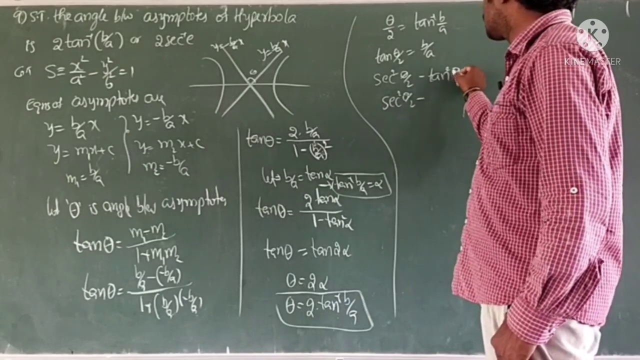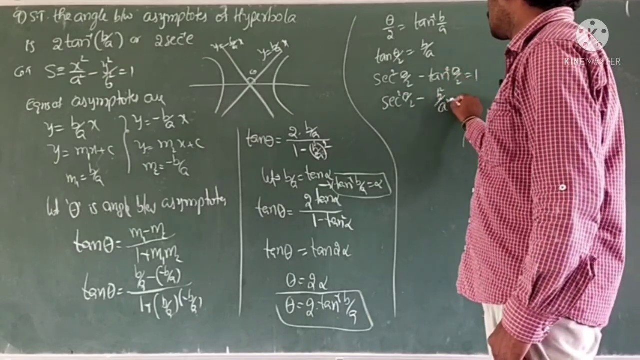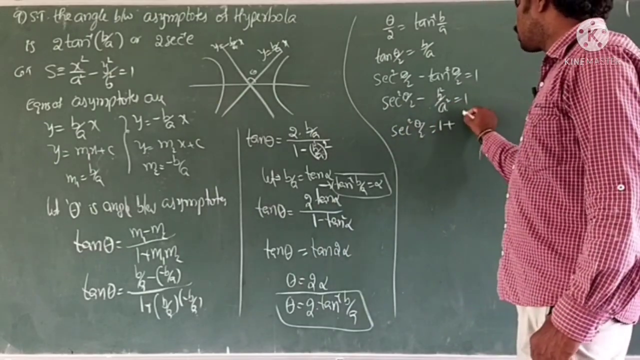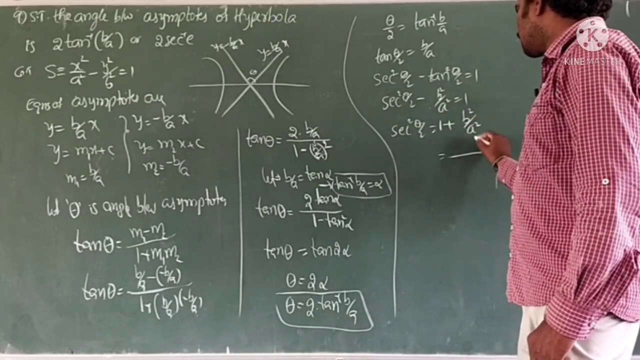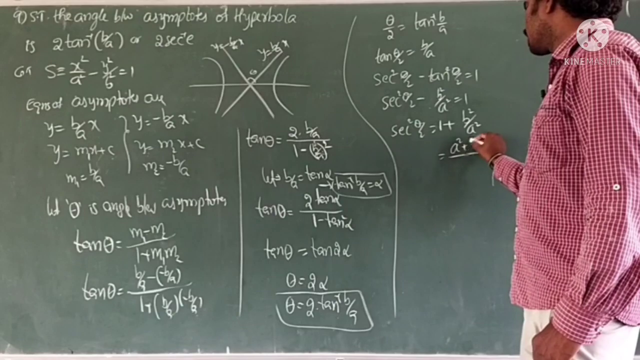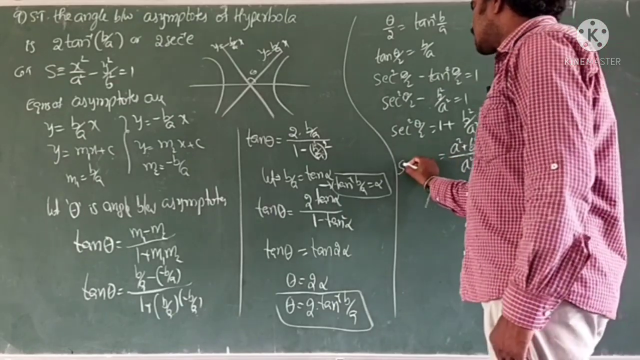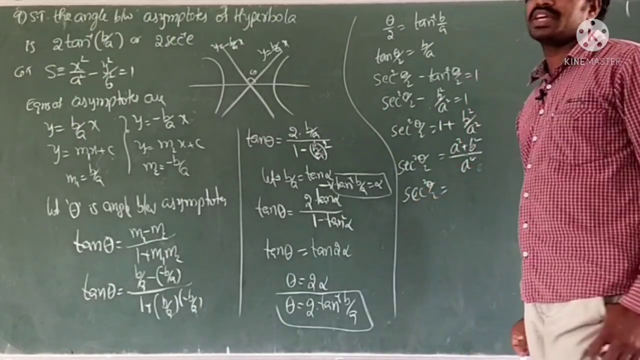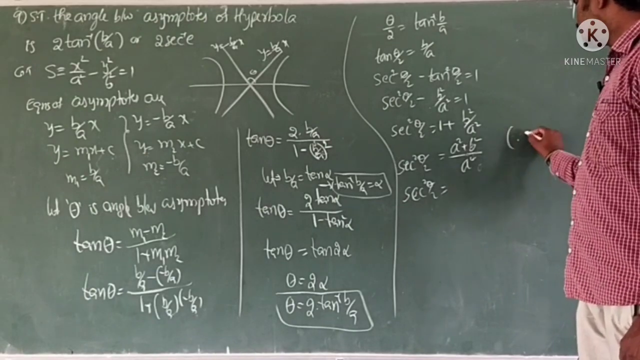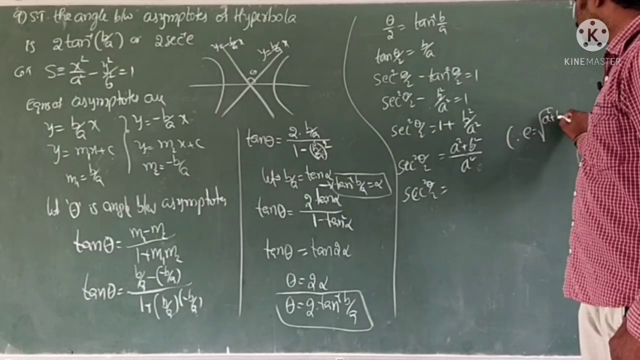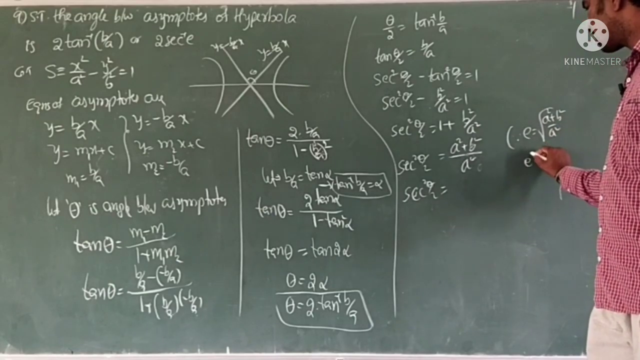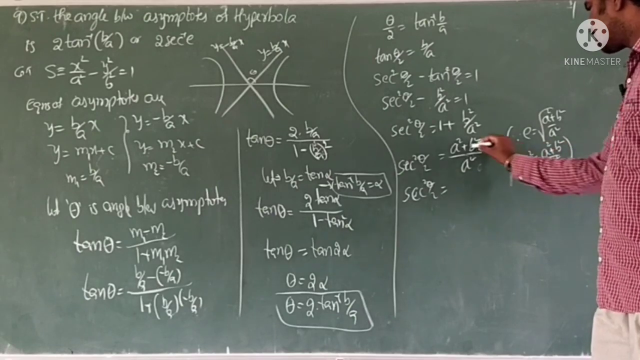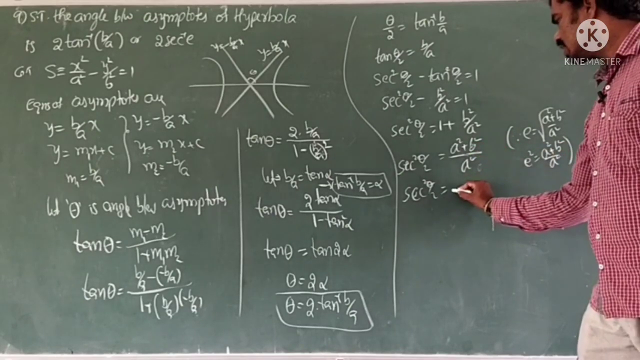That's it. Tan square theta by 2 is b square by a square, and the identity is equal to 1. So secant square theta by 2 equals, taking the term to the right side, 1 plus b square by a square. By simplifying, we get a square plus b square by a square. So in this hyperbola, what is the eccentricity? Eccentricity is root of a square plus b square by a square. By squaring this, we get e square equal to a square plus b square by a square. That means instead of a square plus b square by a square, we can write e square.